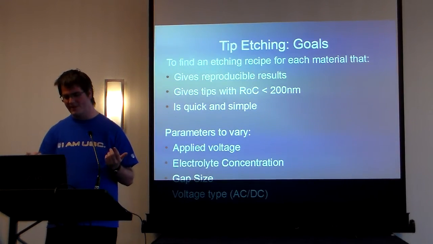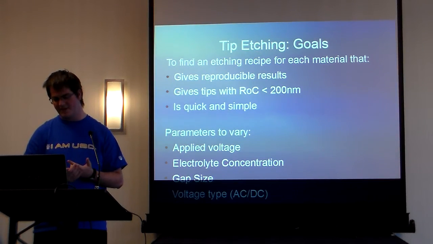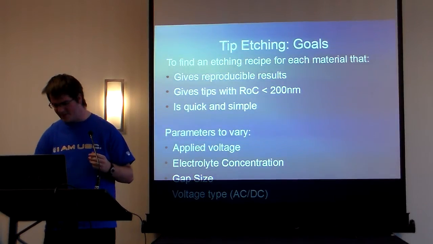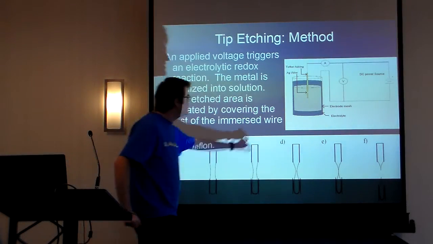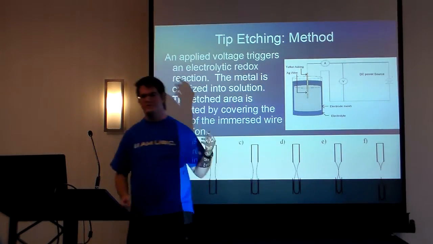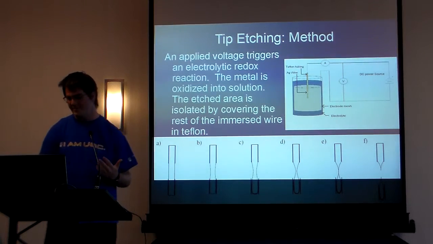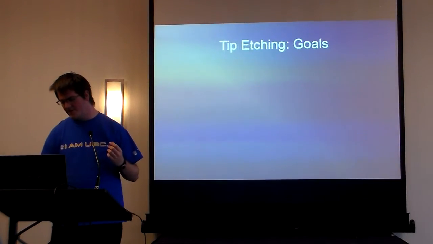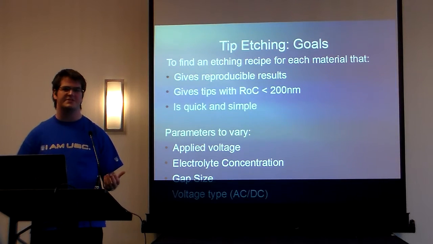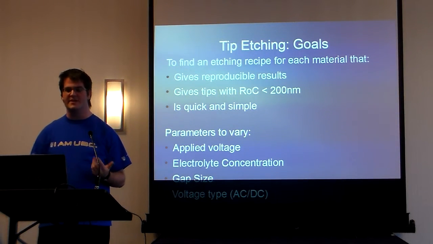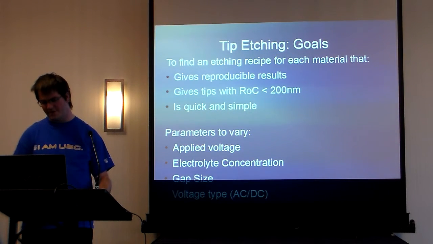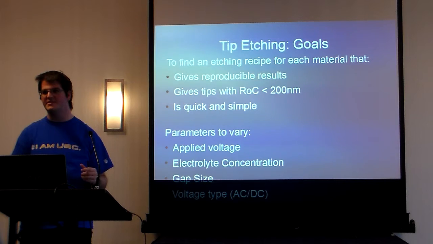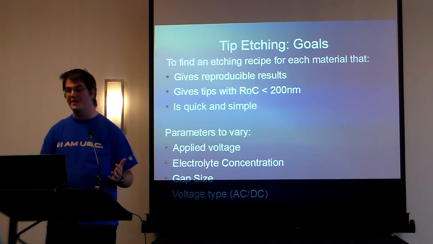And so the parameters that I varied: the applied voltage and the voltage type, AC or DC. The gap size, so the gap right here, was varied between about 0.3 millimeters and 1 millimeter. And then the other one was the electrolyte concentration. The electrolyte for silver etching is KOH, potassium hydroxide, and that was varied between 1 and 3 molar. And the electrolyte for tungsten was citric acid, and that was about 40 or 50% weight by weight.